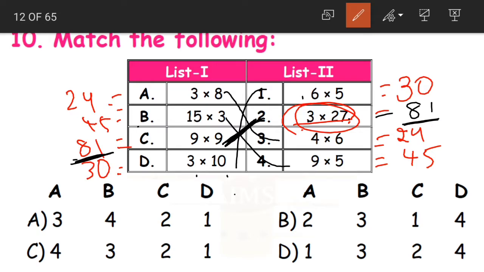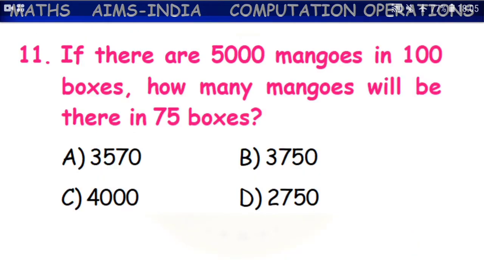Now which option is the correct one, children? A is equal to 3. B is equal to 4. C is equal to 2 and D is equal to 1. Which is that? Option A. 3, 4, 2, 1. Yes, so option A is our correct answer.